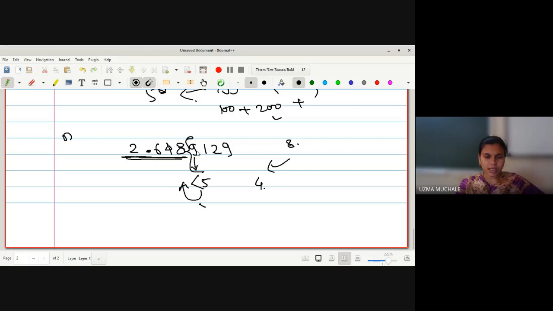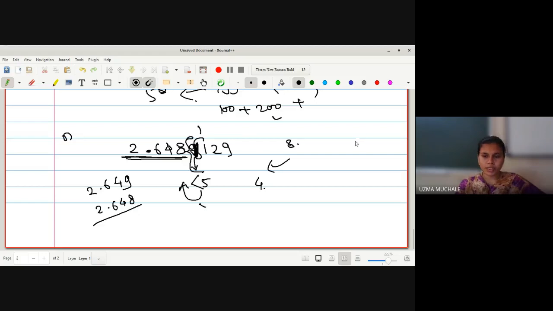Here in this case it is greater than 5, so you have to write it as 2.649. And if instead of a 9 it was 1, then we keep the number as 2.648. Okay, simple thing.